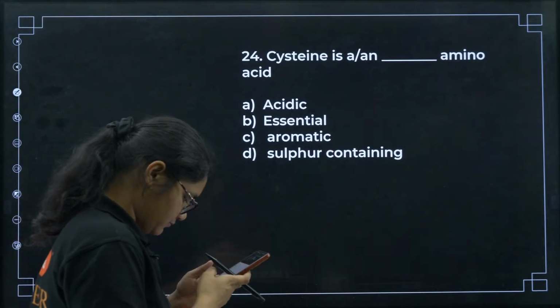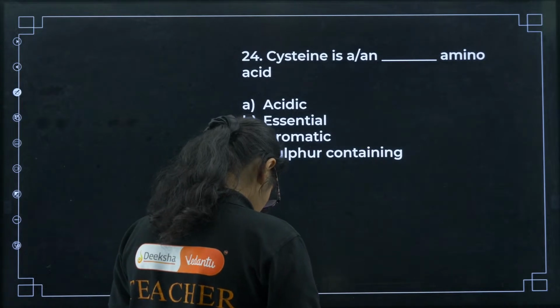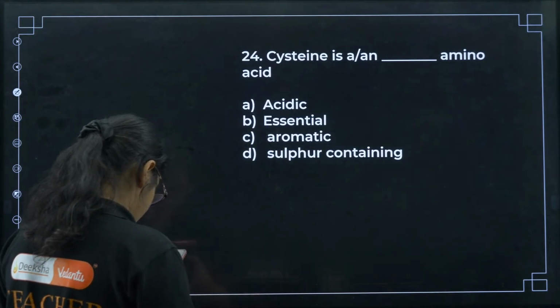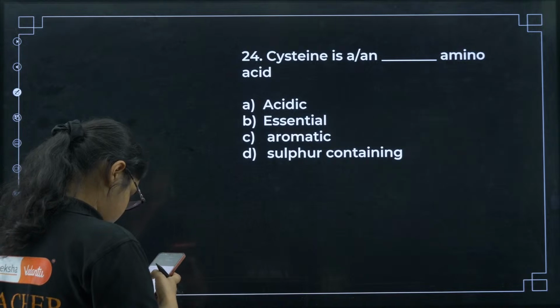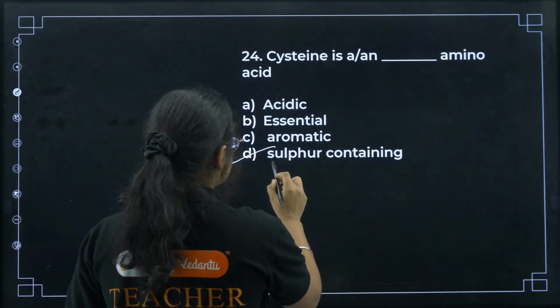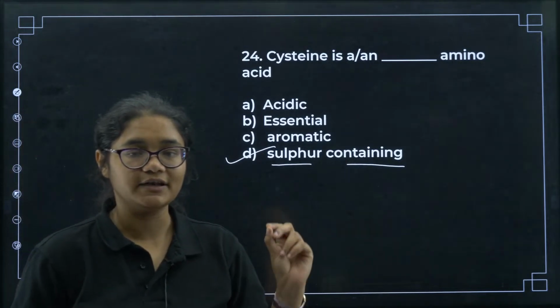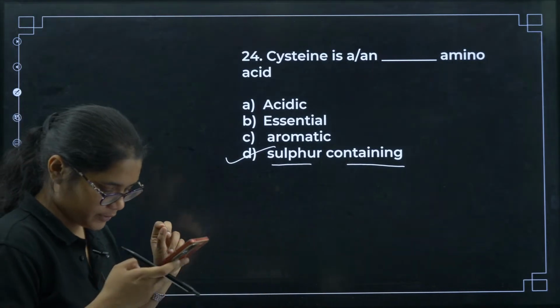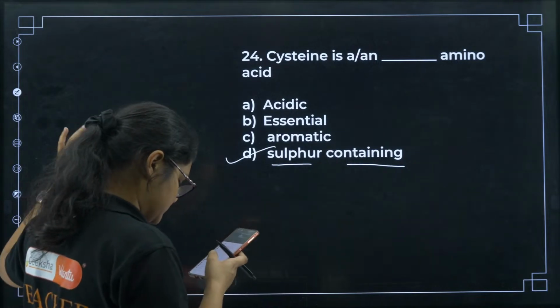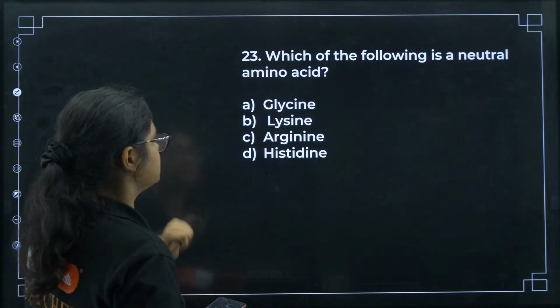Okay, 24, no one is giving me the correct answer. Cysteine is a sulfur containing amino acid. Please remember, cysteine is one of the amino acids which has a sulfur group. Okay, 24, D is the correct answer. Dhanyashri has given the correct answer here.